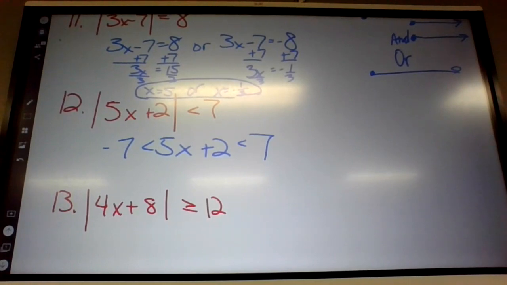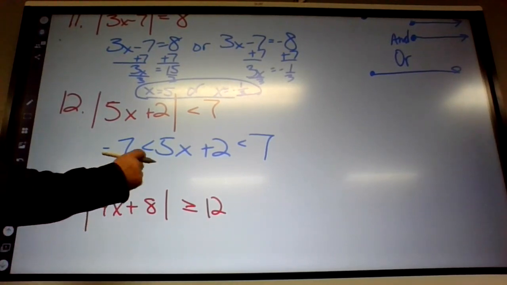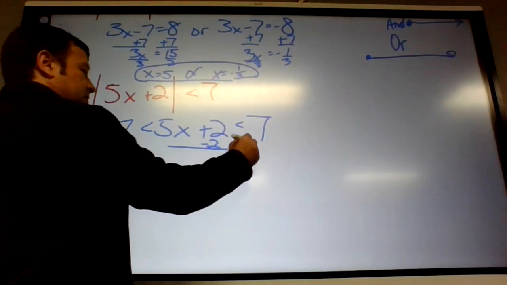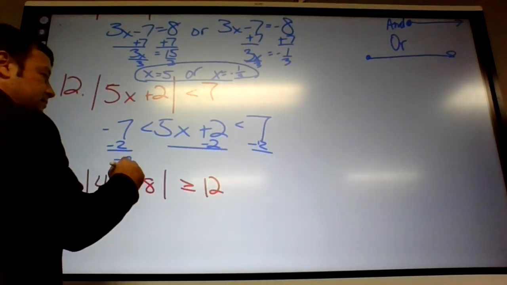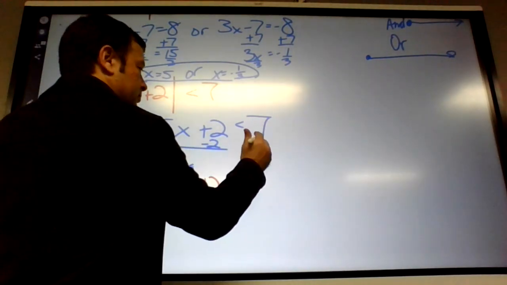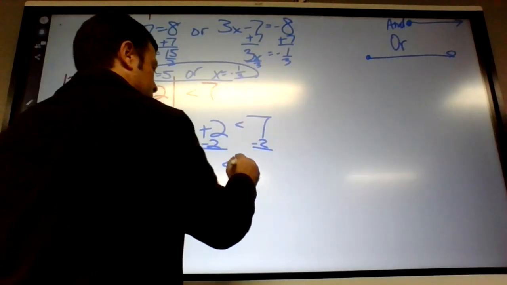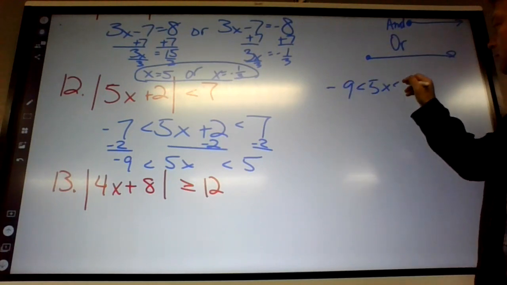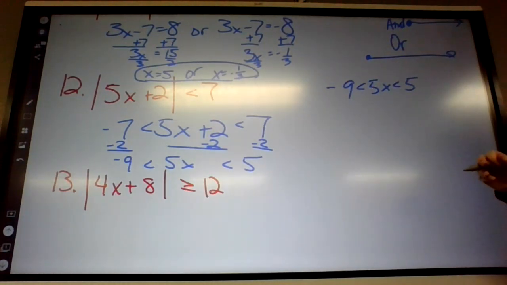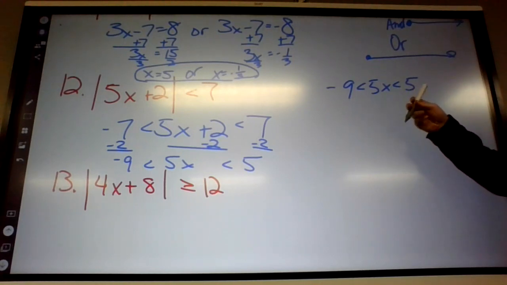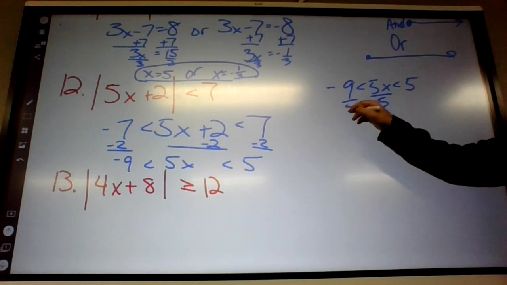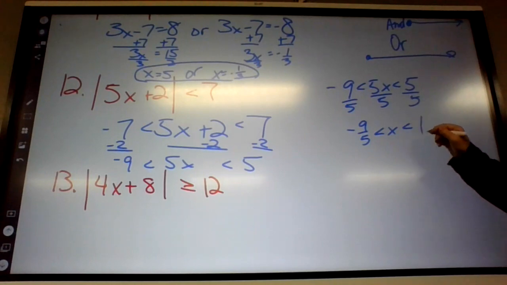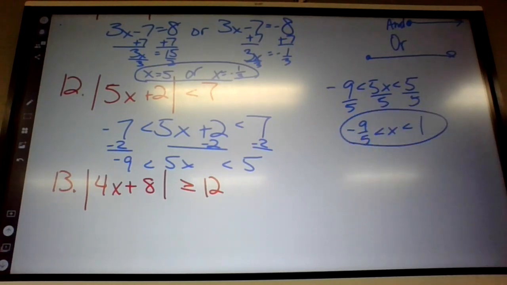Absolute value less than sets up between. And then when you do tricks, to get x by itself in the middle, you have to subtract 2 on all 3 sides. It's a little bit different. Kind of ran out of room. So, Brooke, what would we do at this point? Divide by 5. Divide the 5 away. That'd be it.